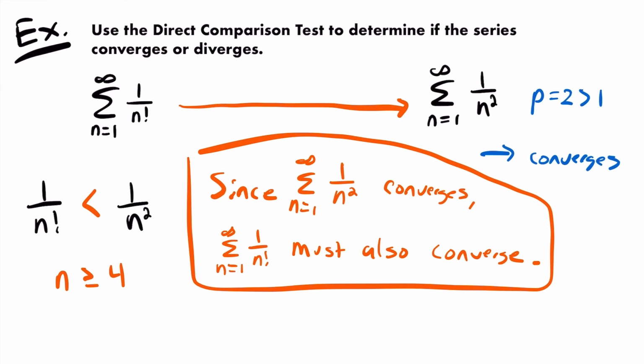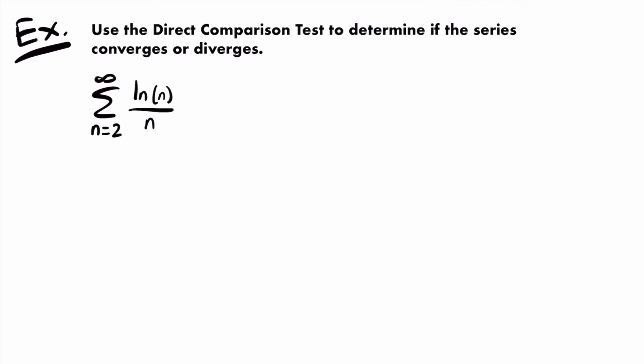All right, let's look at another example. Next up we have this series, the sum from n equals 2 to infinity of the natural log of n divided by n. And we want to use a direct comparison test to determine if it converges or diverges. All right, and so what can we compare this series to in order to determine its convergence?